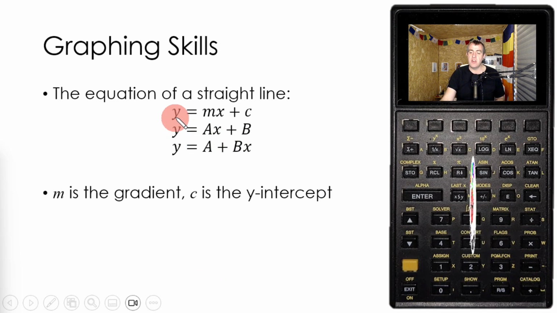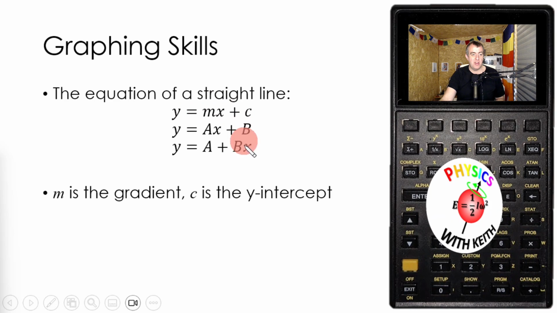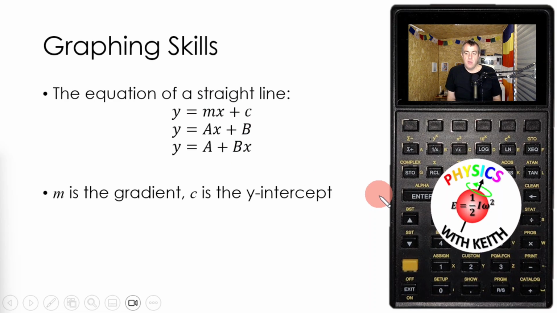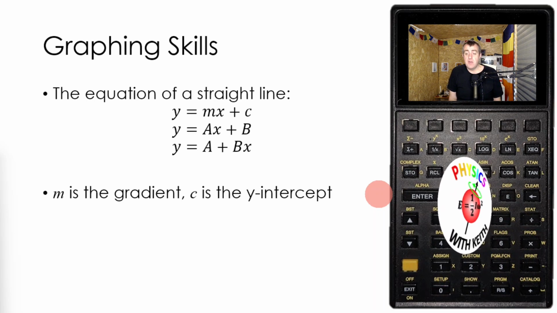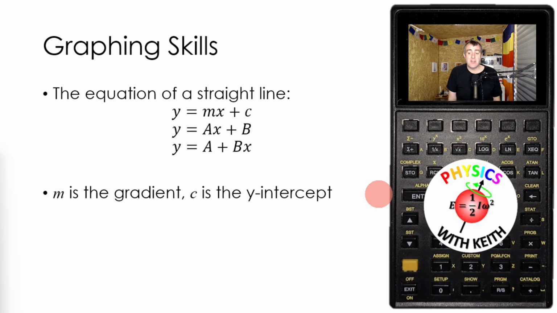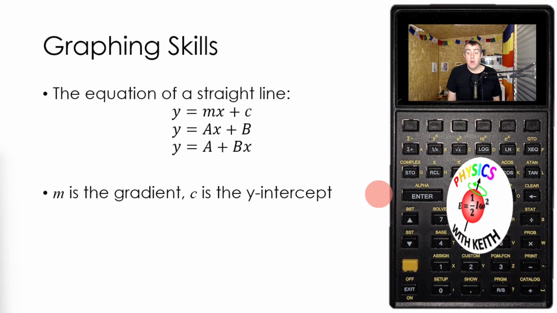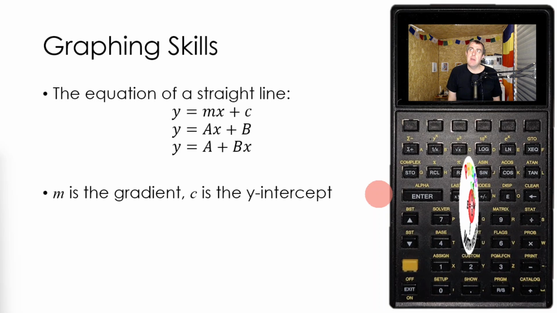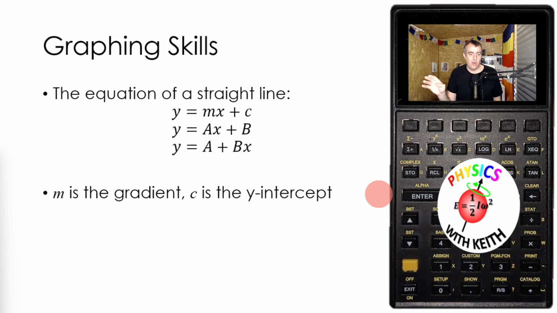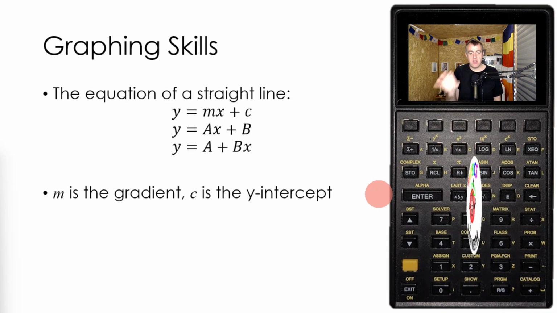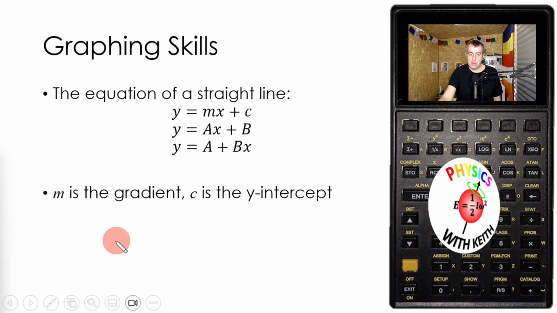Now, straight line equation, depending on where you live in the world, it will be one of these three, probably. Y equals mx plus c is what I'm going to use throughout this video. But if you live in a part of the world where they use a as the gradient and b as the intercept, or b as the gradient and a as the intercept, then just adjust what we're doing accordingly. This is what we use in the UK, so that's what I'm sticking with.